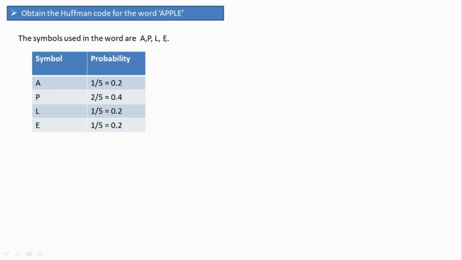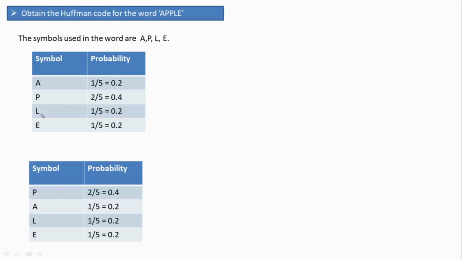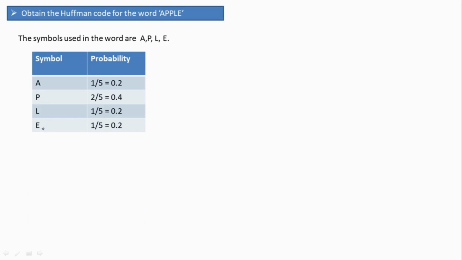Similarly, for the other symbols you have to find the probability. Next for P: P appears 2 times, and the total symbols are 5. So the probability for P is 2 by 5, that is 0.4. Similarly, for L, which appears only one time, the probability is 1 by 5, and for the symbol E also the probability is 1 by 5.